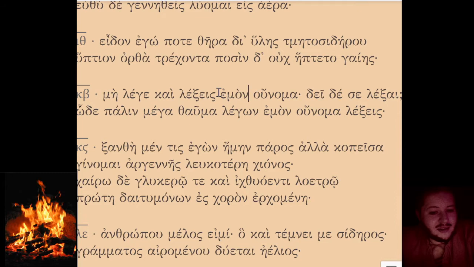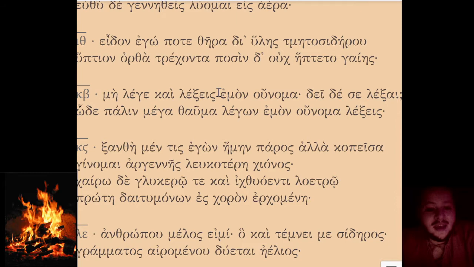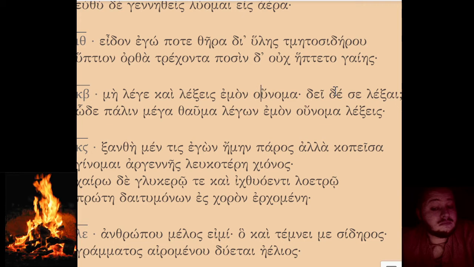Emon unoma. Emon is an epic ancient Greek way to say my, and unoma is name. In standard ancient Greek, I think this would have been onoma, but in epic, they needed a long vowel here, so they made it unoma, or like a heavy syllable here. Unoma is in words such as onomatopoeia, or the onym part of synonym or antonym. It's that same root. It means name in ancient Greek. So do not speak and you will speak my name. Okay.